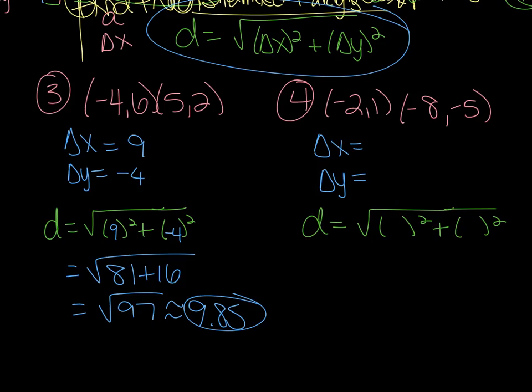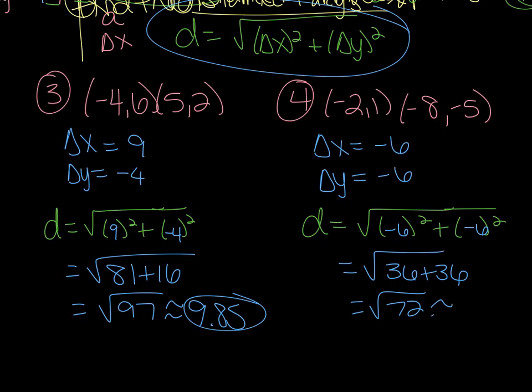Okay, for the second one, my change in x was what? -6. My change in y was what? Also -6. So we're going to plug a -6 in both spots in my distance formula. So I get the square root of 36 plus 36, which is the square root of 72, which rounded to the nearest hundredth would be what? 8.49. Okay. Questions over any of these?